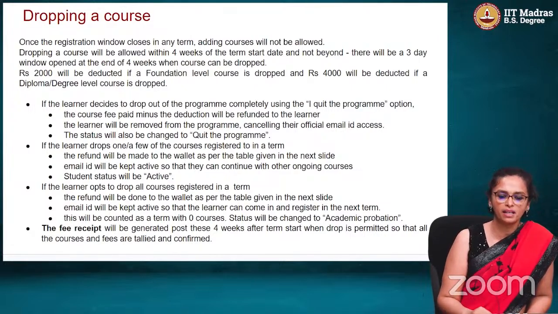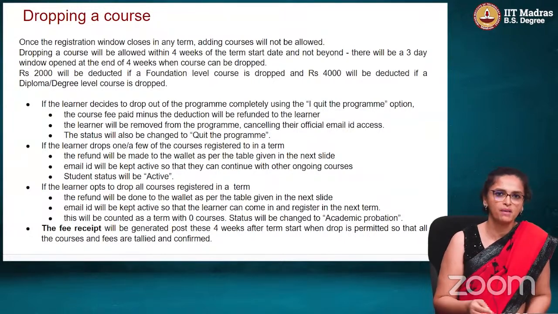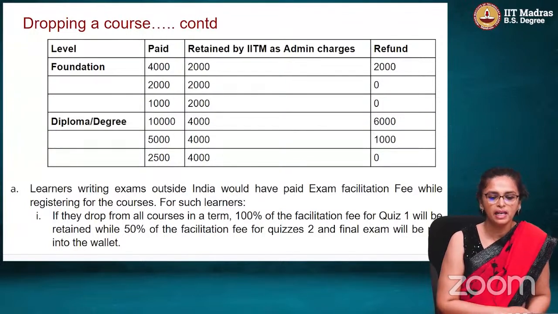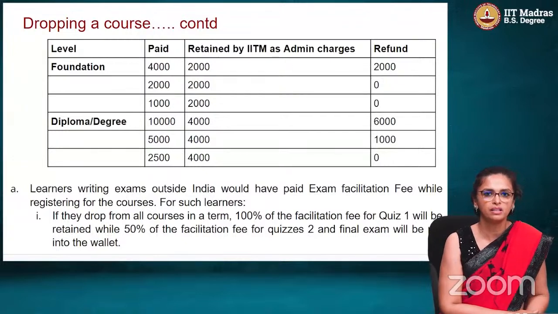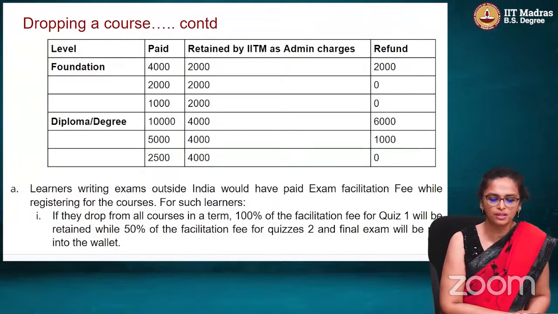And the fee receipt will be generated after these 4 weeks because we would also like to see who is dropping courses, who is staying on to courses, so that the final fee that we have and the final fee that we are refunding can be tallied and we give you something which is accurate for what you have made as payment and what you have received back from us after you drop the courses. So this is a table that we have shown and these amounts you can see here for the foundation and diploma level are based on the categories that you belong to and the waivers that you have gotten, and what we will retain and what we will put back into your wallet is also shown here.